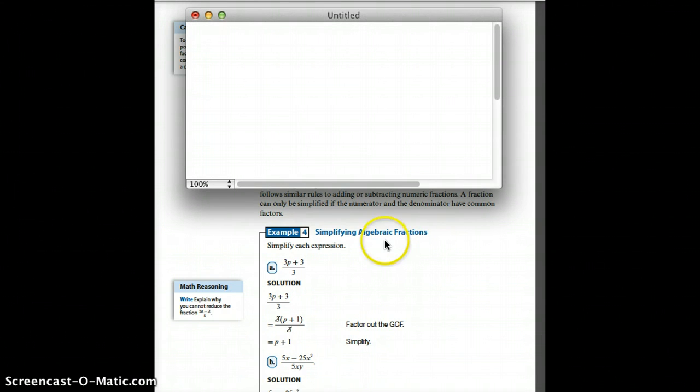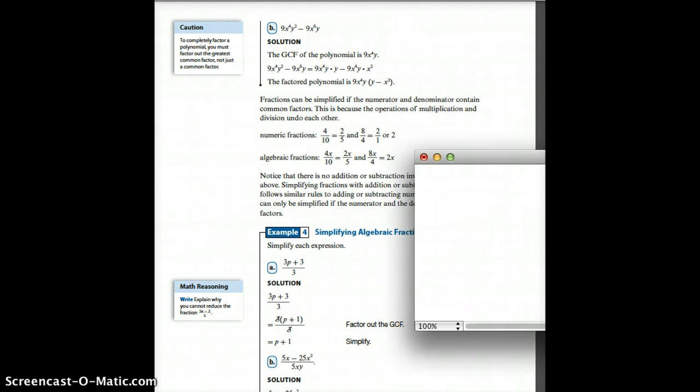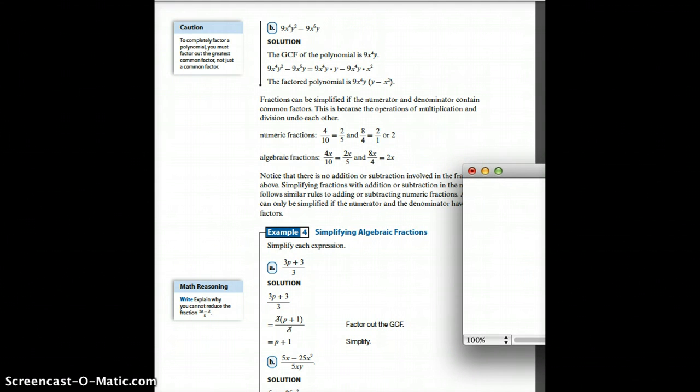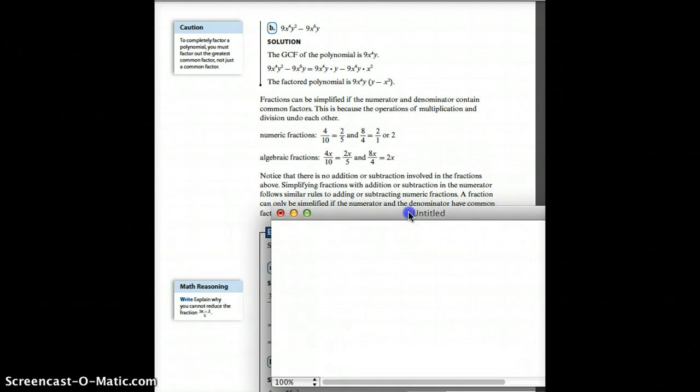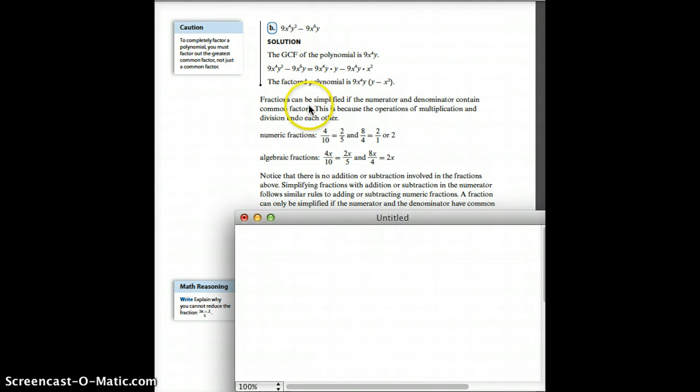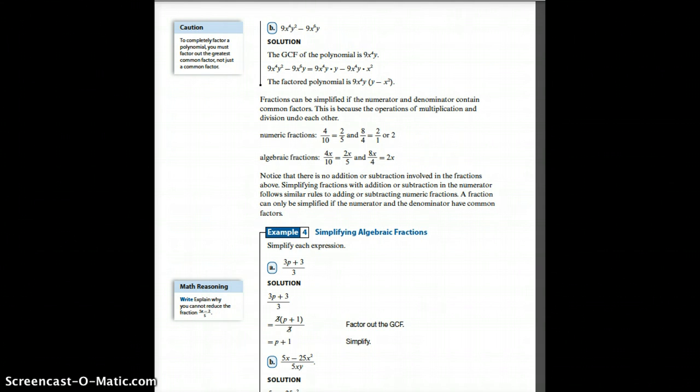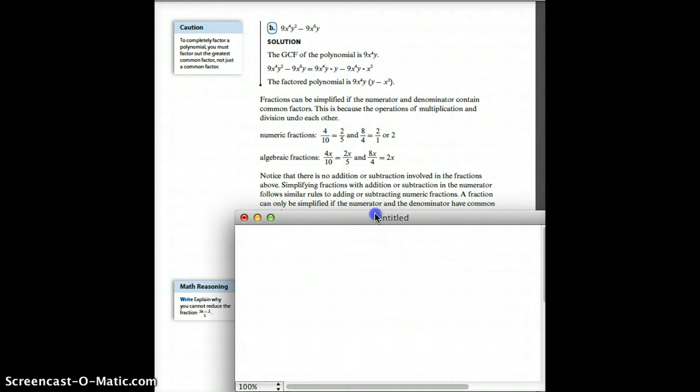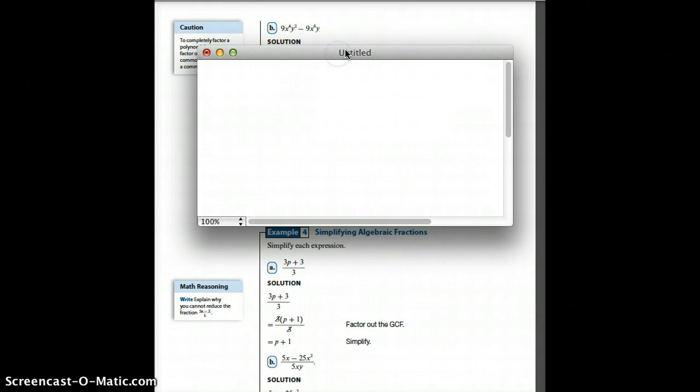Let's look at example 4. They have a b here. Let's do the b. For b, they have 9x to the fourth y squared minus 9x to the sixth y.